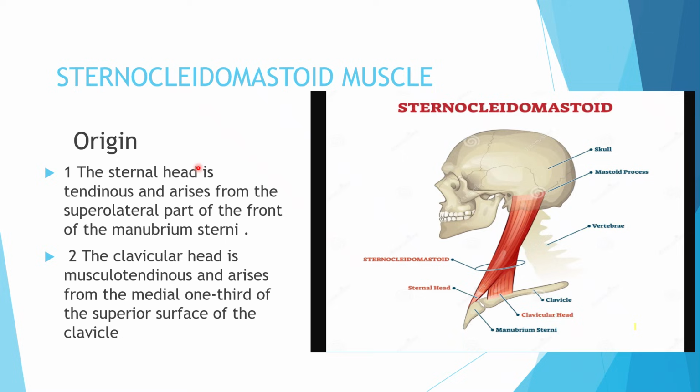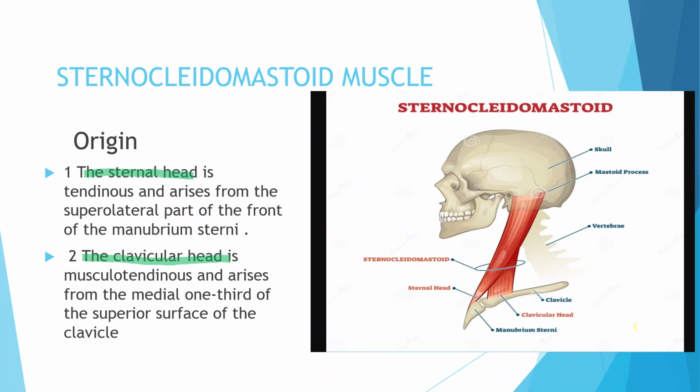So it has two heads of origin. The first one is the sternal head, then we have the clavicular head. The sternocleidomastoid muscle has two heads of origin, sternal head and clavicular head. The sternal head is tendinous. It means that it arises in the form of a tendon, and it is coming from the manubrium sterni.